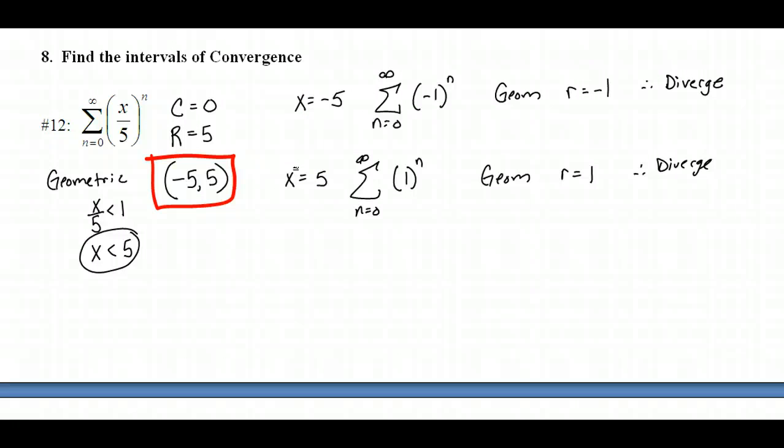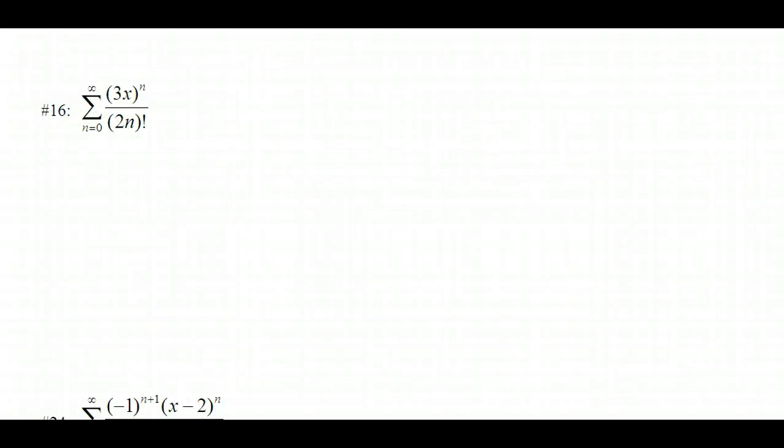All right, so let's try a little bit harder situation. Number 16, our power series from n equals 0 to infinity, we have 3x to the power of n divided by 2n factorial. Again, the first thing that you have to figure out is what your center is. Well, I don't have x plus or minus a number, so I know that my center is just at 0. The next thing is you want to figure out what your radius is. This radius is a lot harder than the previous one because it's not geometric. So in order to figure out our radius, really the ratio test is the easiest thing to do. So for radius, I'm going to be using the ratio test.